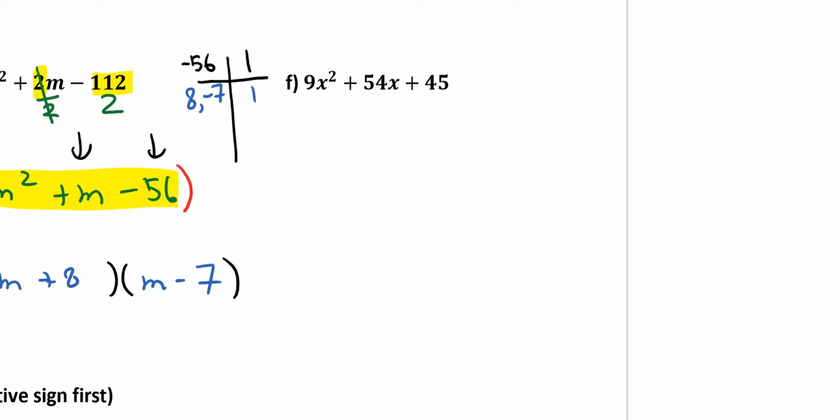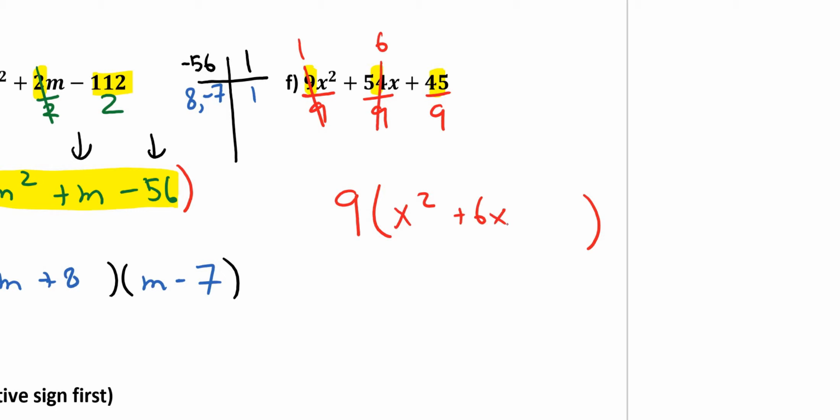Okay, so the last question in this particular section is letter F, and for letter F there's a 9, a 54, and a 45, and 9 would be the biggest number that I can factor out from those three numbers, so I can factor out the 9 from the trinomial, and that means once again we're going to divide every single term by 9, which is the GCF. 9 divided by 9 is 1, so this is x squared. 54 divided by 9 is going to be 6, so this would be plus 6x, and 45 divided by 9 is going to be 5, so plus 5.